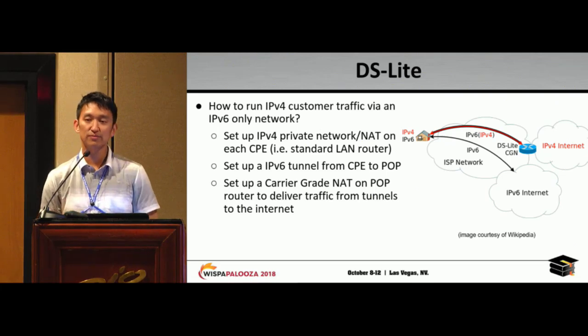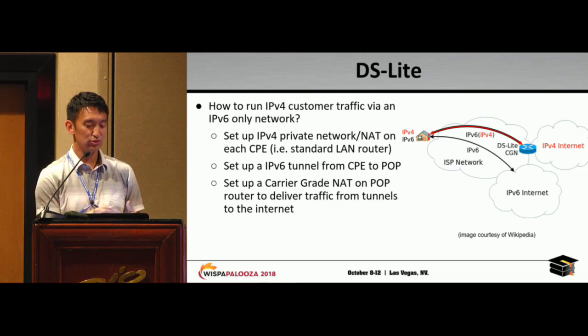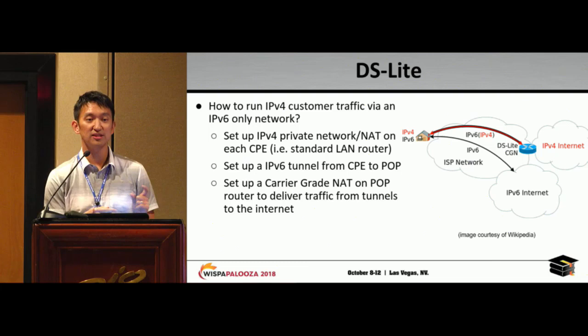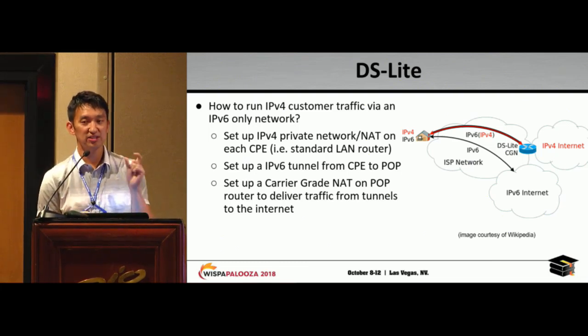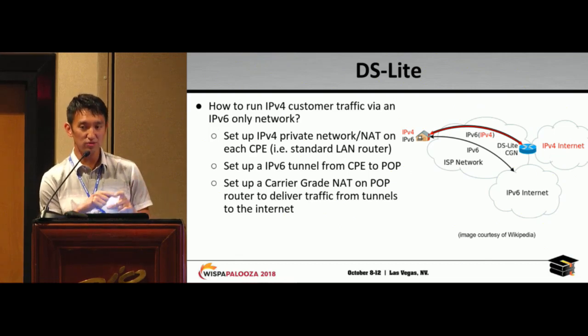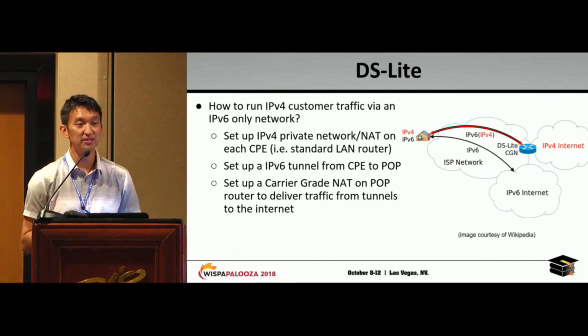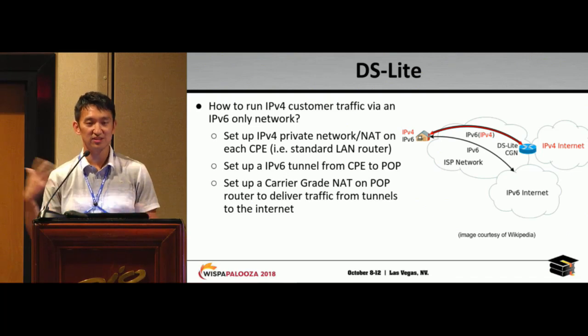There is also a new proposal to do another, even lighter version of DS Lite, where they actually push the V4 address to the CPE and then assign SNAT port ranges to each CPE. So basically, all the CPEs across your network will use the same V4 addresses, just different portions of the port range to do their NAT. That way you can escape some of the carrier grade NAT setup at your POP. It just depends on how many V4 addresses you have, and how complicated you think that's going to be versus setting up a single NAT that you manage at your POP.